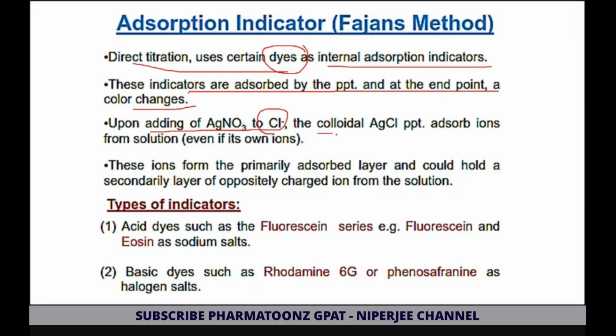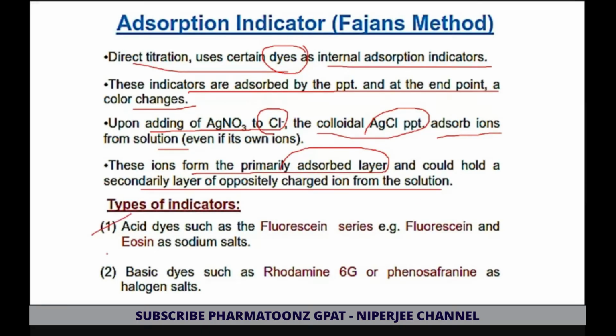Chloride, that is colloidal with the AgCl precipitate, adsorbs ions from the solution, and these ions form a primary adsorbed layer, and that layer can hold a secondary layer of oppositely charged ions from the solution.